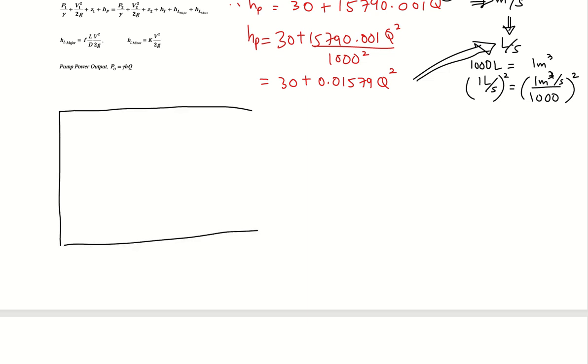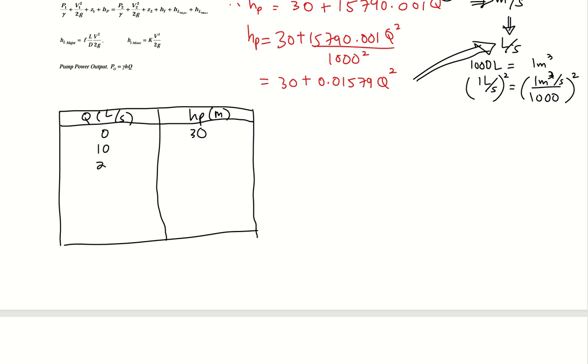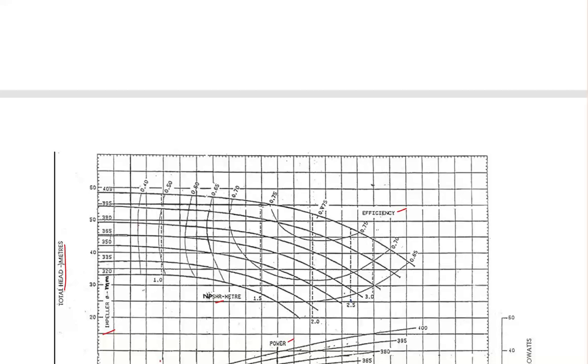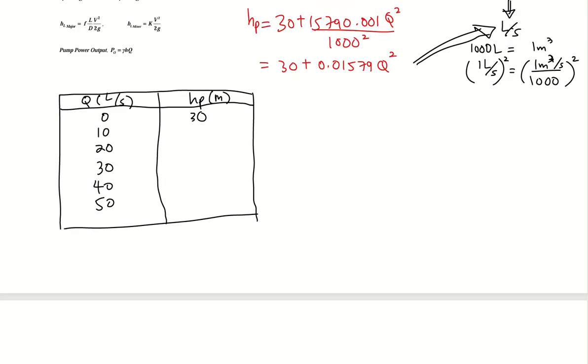So we draw a table with two columns where the first column is for Q in liter per second and another column is HP in meters. All right. So if Q is 0, of course the HP is 30. And then you need to calculate if Q is, so I choose 10, 20, 30, 40, 50, because if you look at the graph, the number is on the scale. So 0, 10, 20.